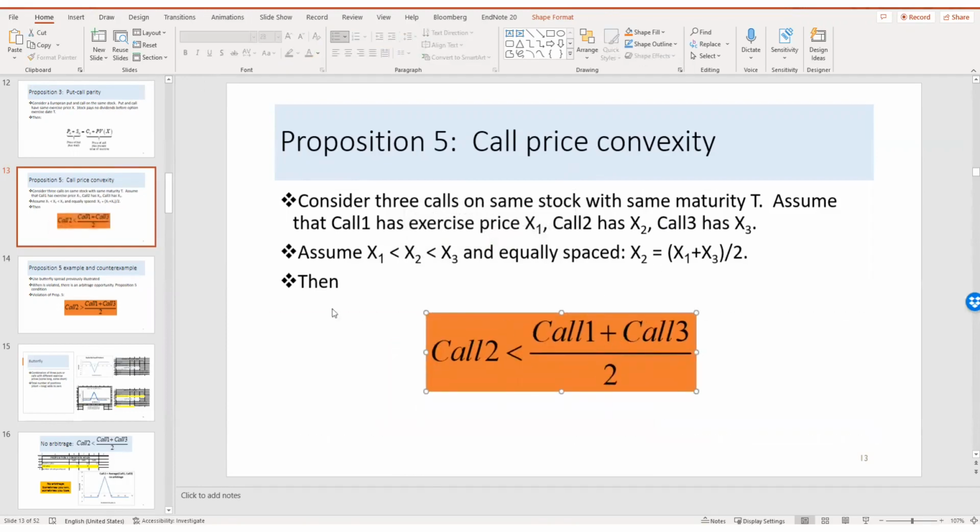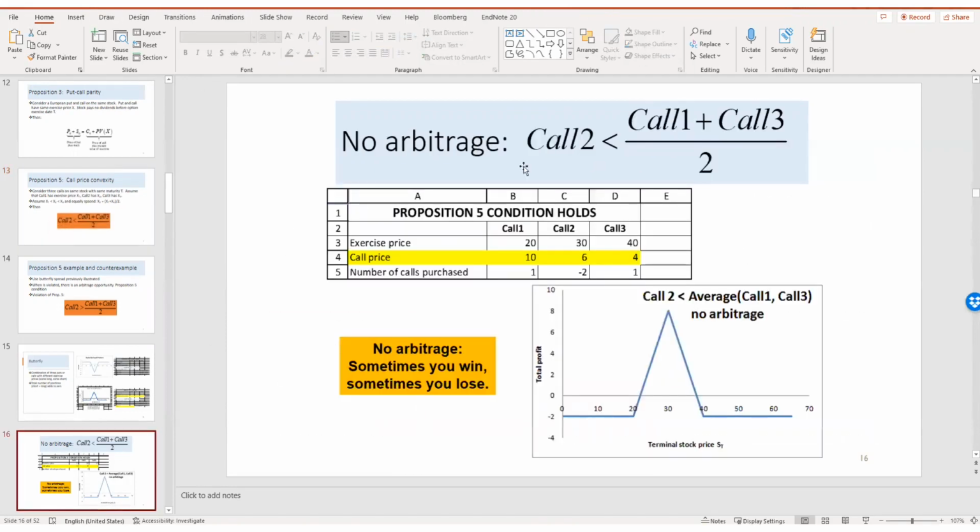If it does not, then we'll use the arbitrage. So we're going to use the butterfly. So we'll have 20, 30, and 40, 3 different calls with 3 different exercise prices. And the call prices are here, 10, 6, and 4.